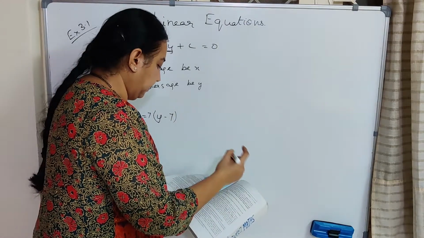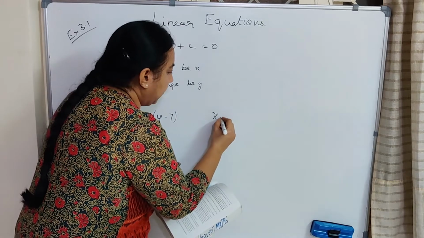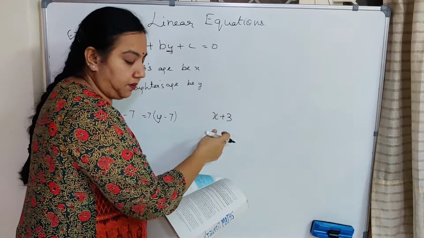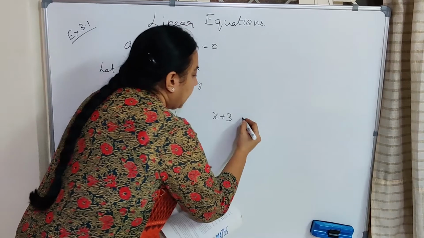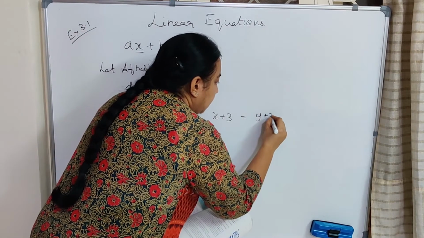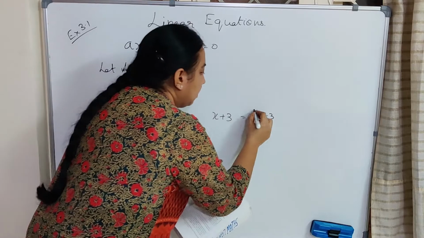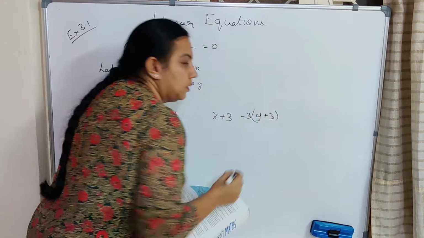The second equation will be 3 years from now. So x plus 3 will be the age after 3 years, and I shall be 3 times as old as you will be. The daughter's age will be y plus 3, times 3 here.